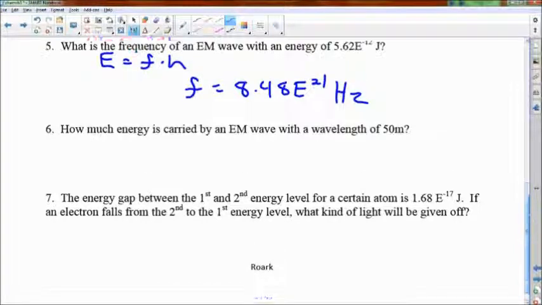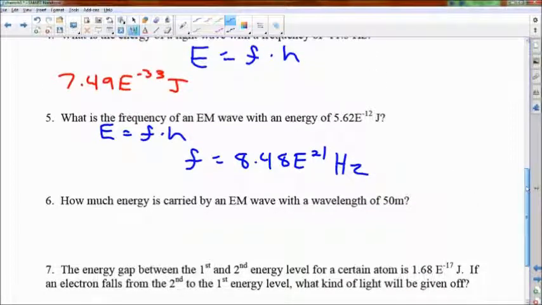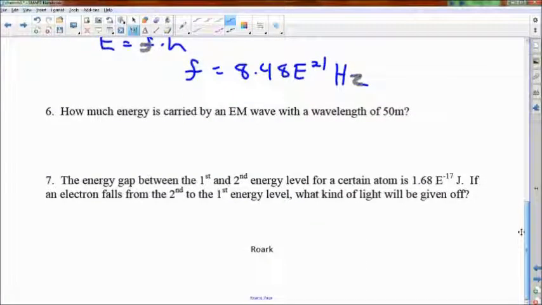Okay, so again, those last two, fairly simple, one equation. But number 6, here's where we have to go through a couple steps again. We need to know energy. Our equation for energy uses frequency, but we're given a wavelength, so first we have to convert. Luckily here we don't have a unit conversion to do. It's already in meters.